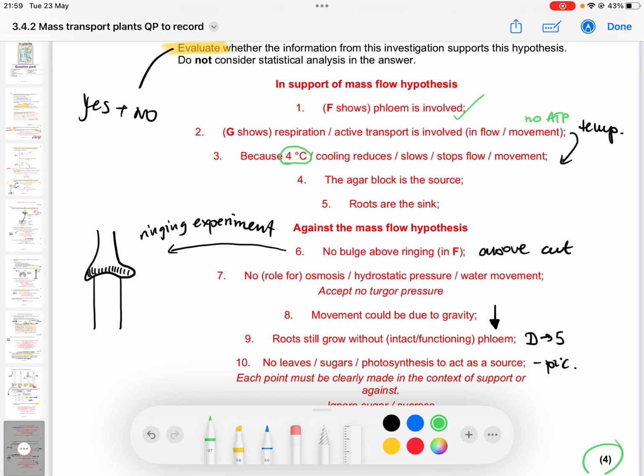We have discussed already with the question that the agar block allows the diffusion of the substances, so it acts as the source, and roots are our sink. So those were the supporting arguments, and you've got them in your booklets as well. And let's have a look at the against.